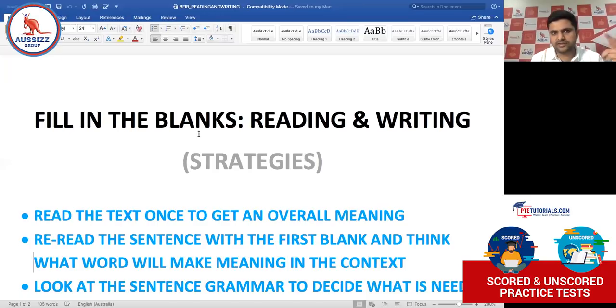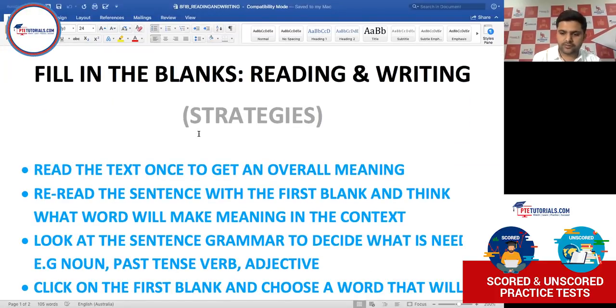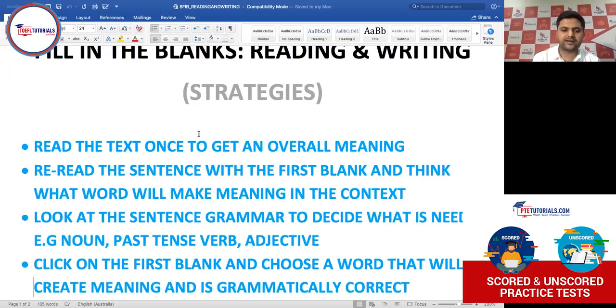So the answers you just click in the first attempt if you have done some practice. But for the drop down blanks, you'll have to do intensive reading. You'll have to read everything very carefully and understand the overall meaning. Once you have read the text completely, then you reread the sentence with the first blank and think about what word will make sense in the context. Look at the sentence grammar to decide what type of word you're looking for. Are you looking at a noun?